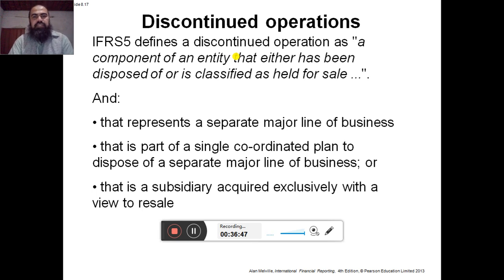IFRS 5 defines a discontinued operation as a component of an entity that either has been disposed of or is classified as held for sale.